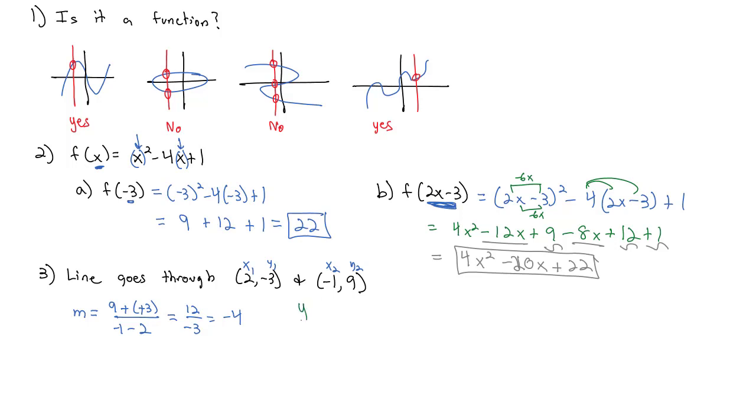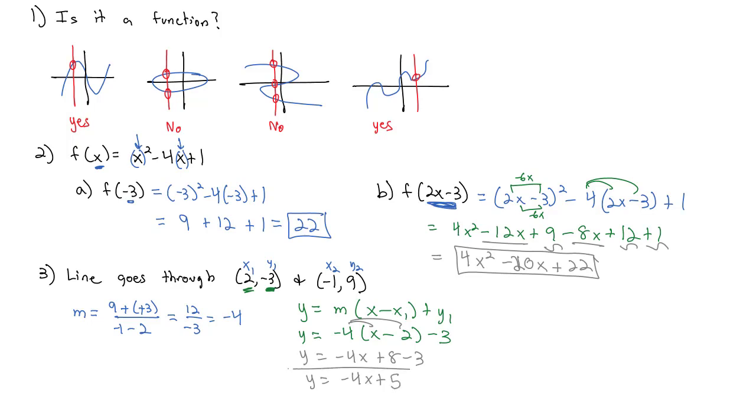Then we know the equation of a line is y equals m times x minus the x-coordinate plus the y-coordinate. So plugging in what we just found, we get y is equal to the slope of negative 4 times x minus the x-coordinate of 2 plus the y-coordinate of negative 3. And if we wanted to put that in slope-intercept form, we could just distribute and combine like terms. So we have y equals negative 4x plus 8 minus 3, or y equals negative 4x plus 5.